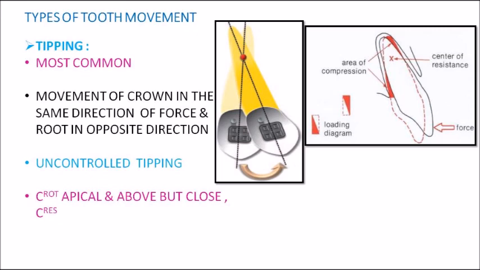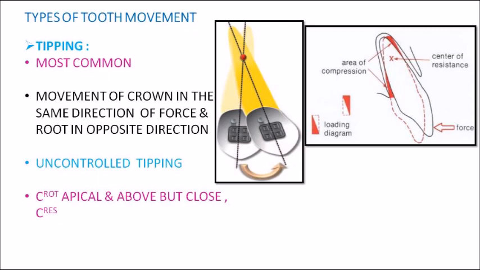The first tooth movement we are discussing is tipping. Tipping is a very simple and most common type of tooth movement where the crown will move in the same direction as the force applied and the root will move in the opposite direction of the force applied. This tipping can be either controlled or uncontrolled tipping. Uncontrolled tipping is one in which the movement of a tooth occurs about a center of rotation which is apical to and very close to the center of resistance. Please look at the picture. We can see that tipping is a common type of tooth movement where the crown will move in the same direction as the force being applied.